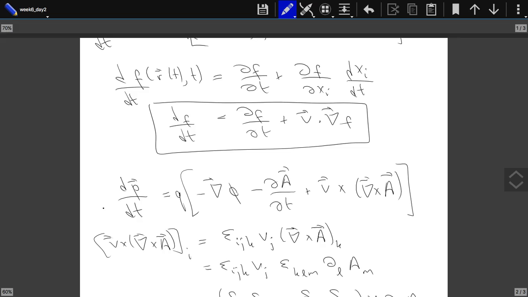This is the force, according to Newton, the rate of change of momentum. It is the Lorentz force: Q times E, this is the electric field, plus V cross B. This is my E. And this is my B. I just wrote the Lorentz force. And then I reorganized the last term a bit to get rid of that double cross product.